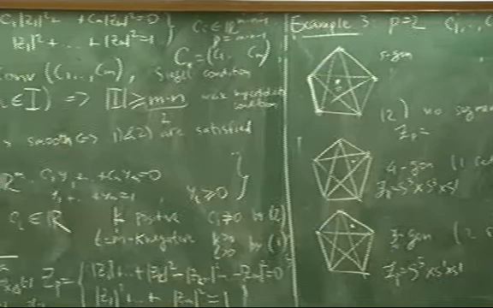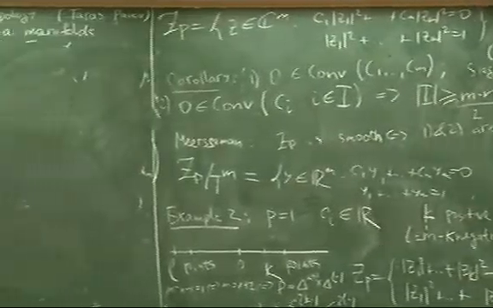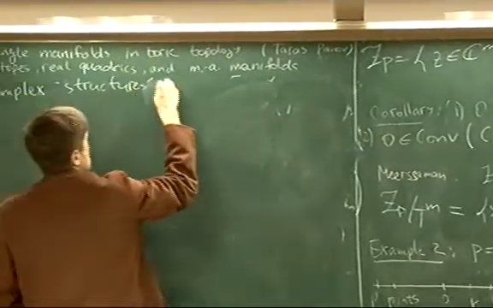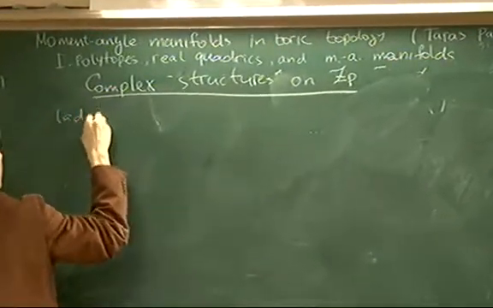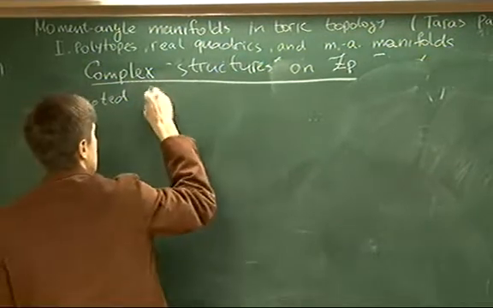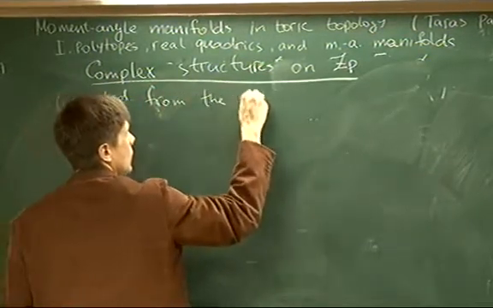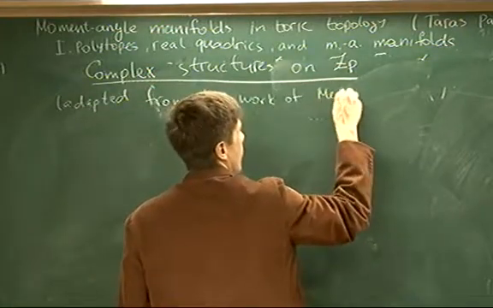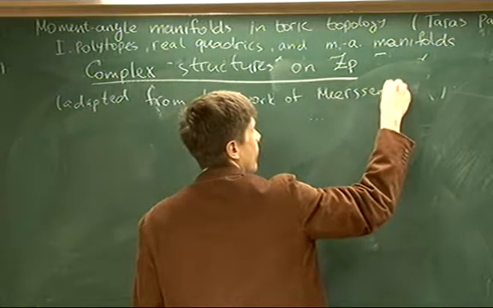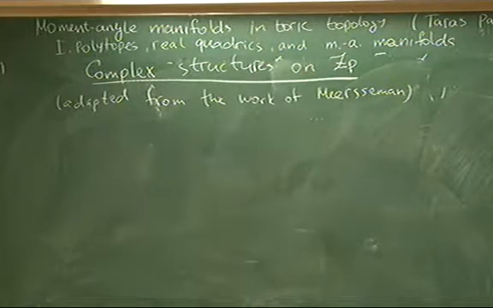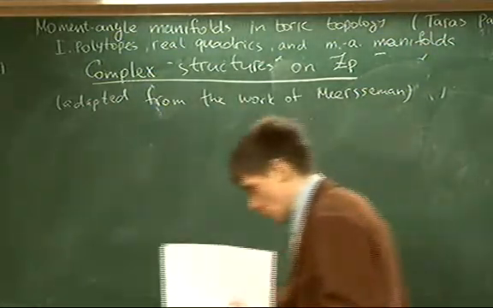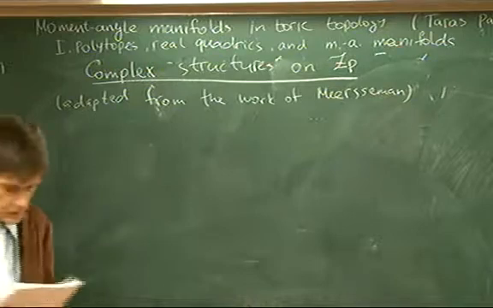So let's say complex structures, adapted from the work of Mersmann. Mersmann and other complex geometers somehow endowed the complete intersection of quadrics like that with a complex structure. And once we understood that those complete intersections are the same as moment angle manifolds, we can use the approach to give complex structures to moment angle manifolds.